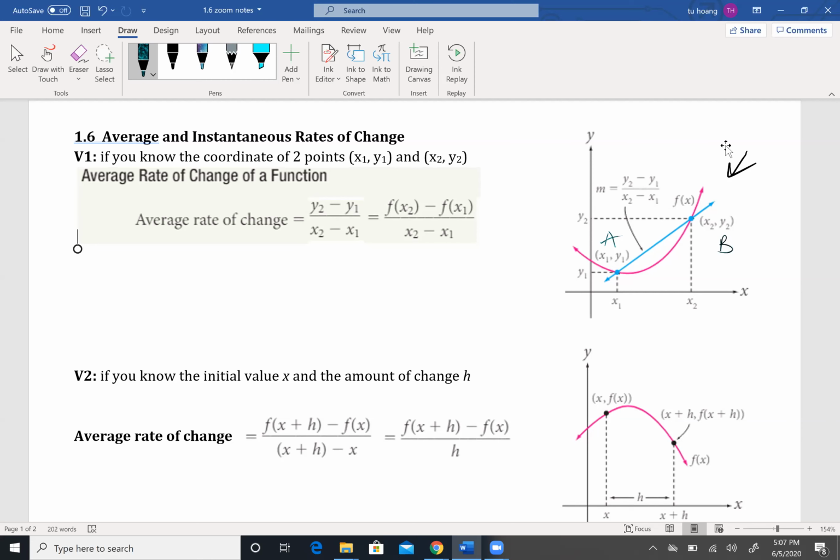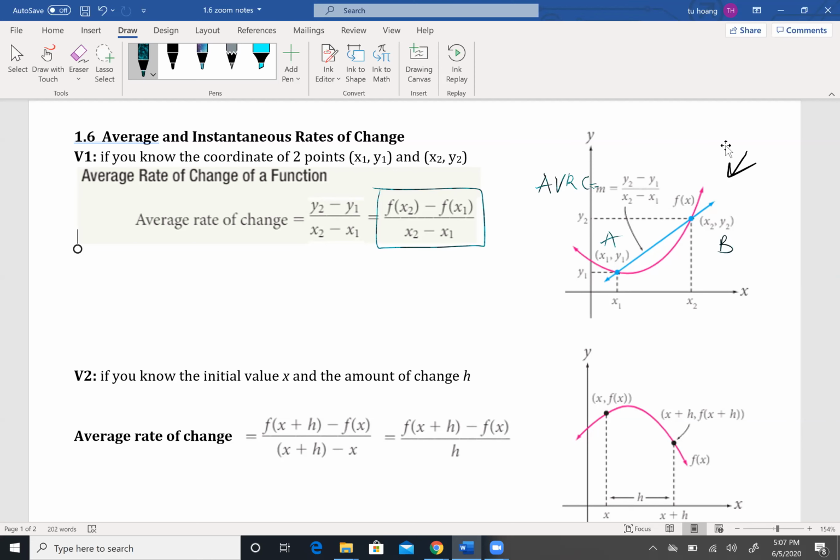So the average rate of change, AVRC, will be the same as the slope of the line going through the 2 points A and B, which is y2 minus y1 over x2 minus x1. Another way to write the form is f(x2) minus f(x1) over x2 minus x1. I did explain this form in 1.3 already, so you can review that.